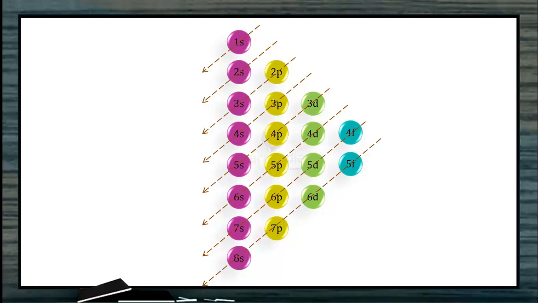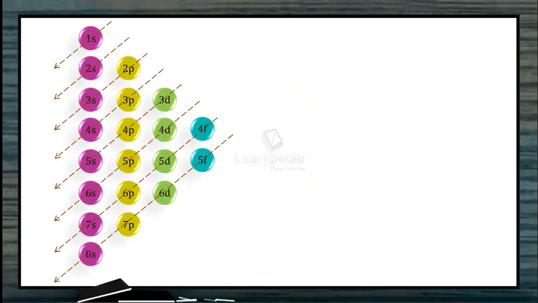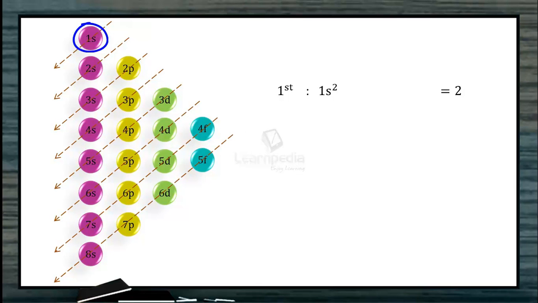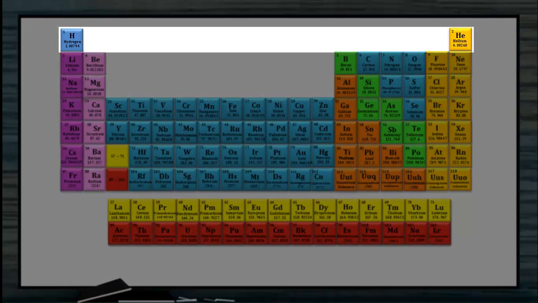Let us see how this is useful for building the periodic table. Now in the first period, the electron enters into only one s subshell. So that is the reason we know that the maximum number of electrons that can be accommodated in the s subshell is 2. So that is the reason why there are only 2 elements in the first period.